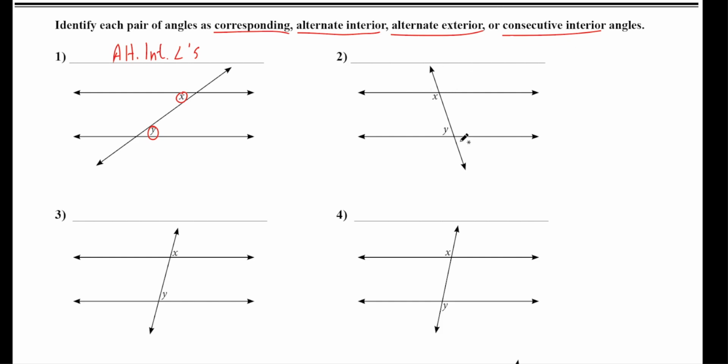Number 2, let's take a look at these. These are also interior angles. Look at X and Y. They're both in between those 2 lines right there. So they're also interior angles. But are they alternate interior angles? No, because alternate would be here and here, but they are consecutive interior angles. I'll just shorten it again. Consecutive interior angles.